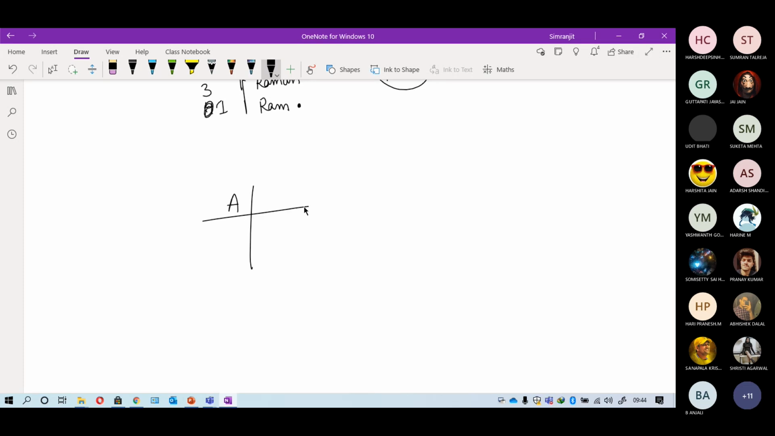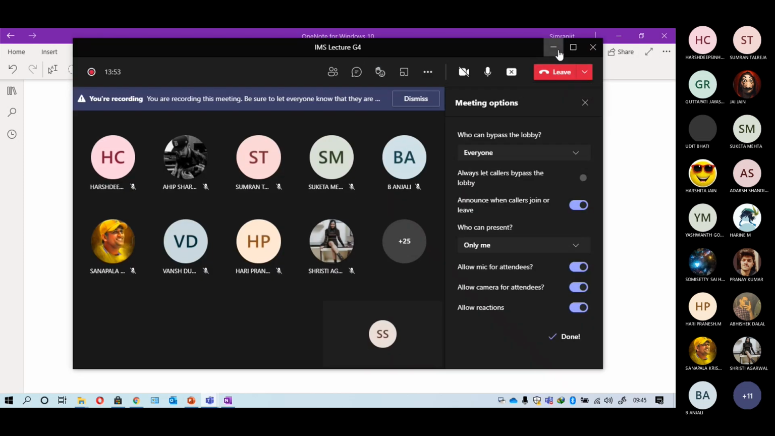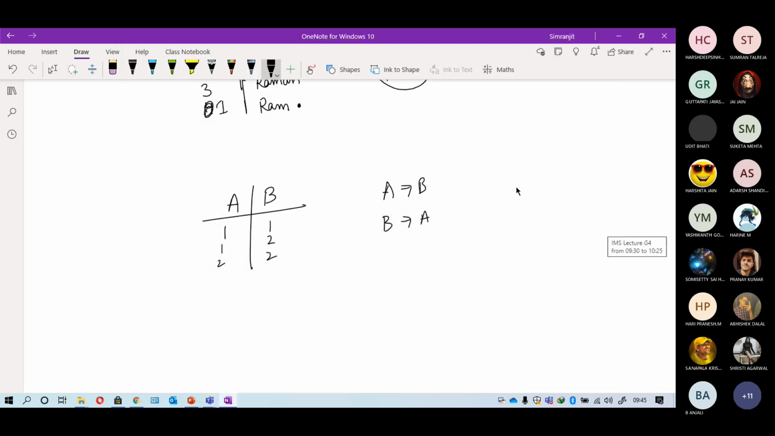Some question is given like A and B with values 1 1 2 1 2. Is this correct? A tends to B and B tends to A. Take your time and tell me which one of these is true. Answer it. Anyone?